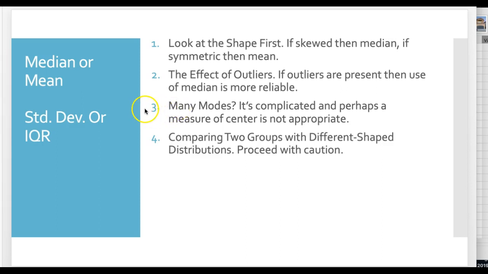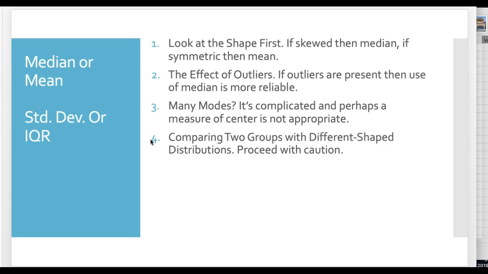Here we don't quite have a solution for this class, but in other classes, like future stats courses, if you take them down the road, we can answer these questions. Mainly the solution is what we call cluster analysis, meaning that there are natural groups in our data, and we should examine them separately. Also, if we're comparing two groups with different shape distributions, we must proceed with caution. We've done that when we were comparing the cereals.